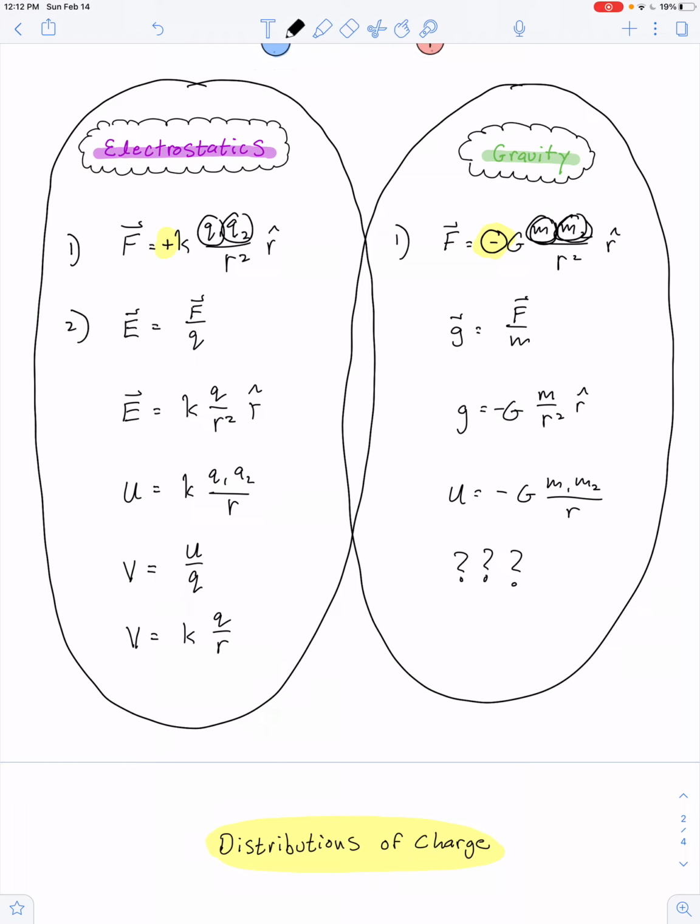Okay, then electric field is defined as being force per unit charge, so I should write 3 lines in my equal sign.